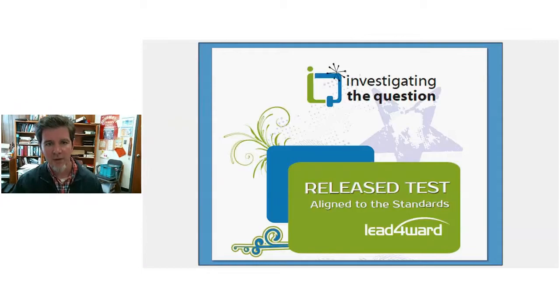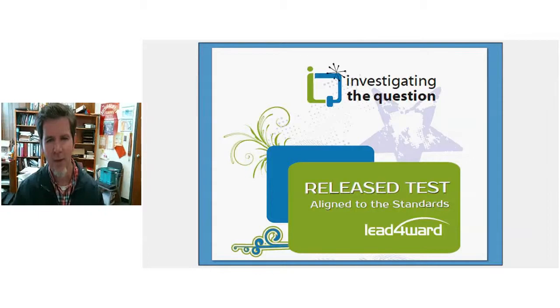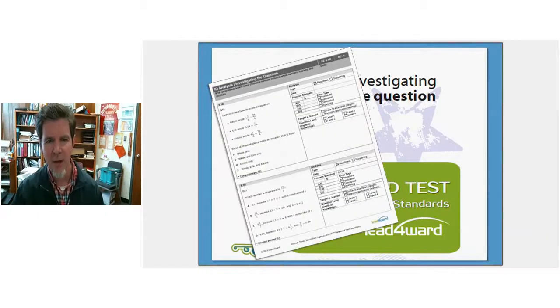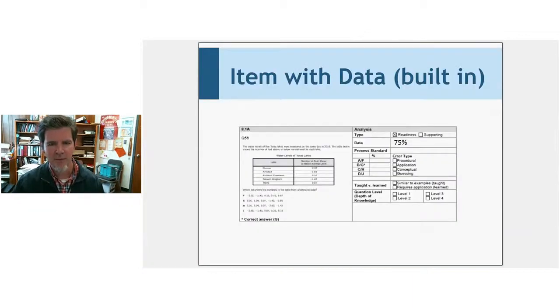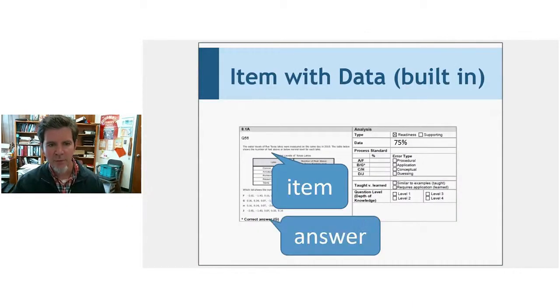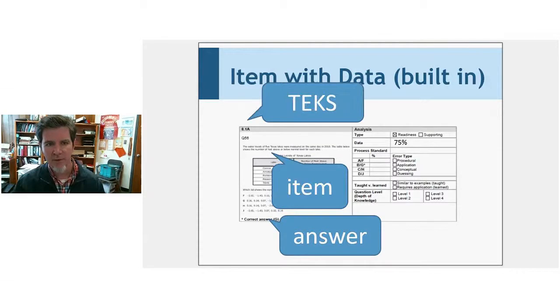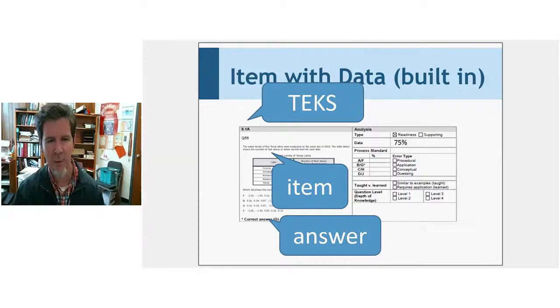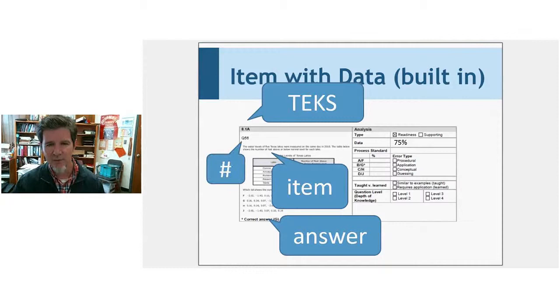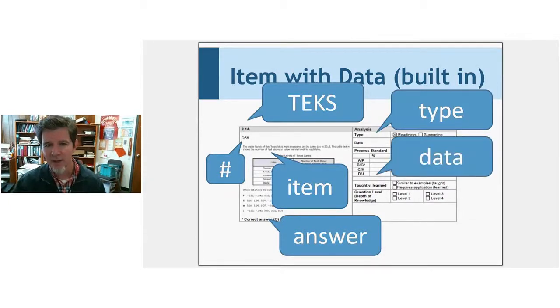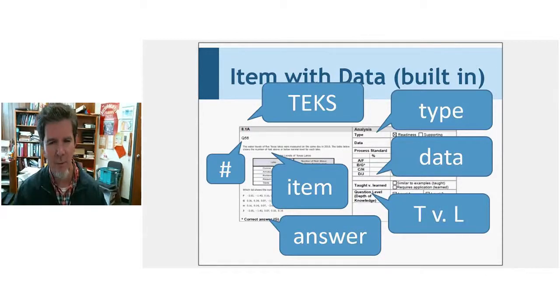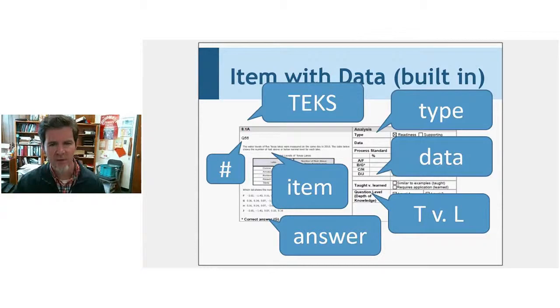What these look like is the release test in what they call the IQ format, investigating the question, because they'll have the item but some teacher data as well built into the side. So you've got the question, but you also have the correct answer. You've got the TEKS student expectation up in the corner. The item number on the original test is listed there as well. It'll tell you what type it is, whether it's readiness or supporting. It'll have a spot to put data in there, and it'll also have this thing that we'll talk about in a minute called taught versus learned.